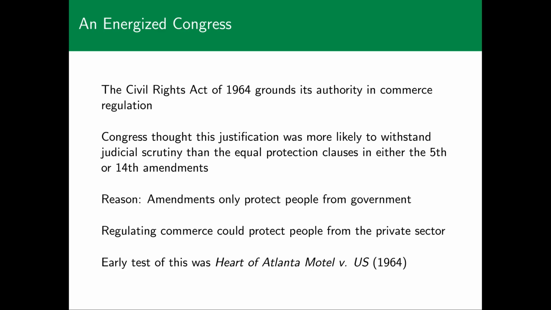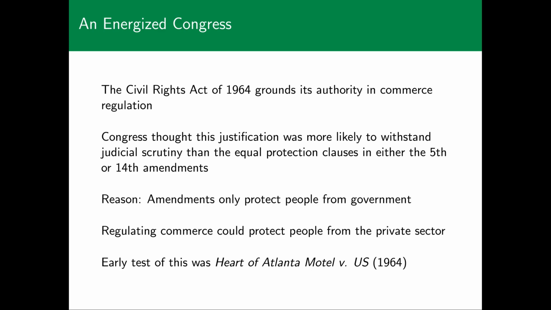So again, to reiterate, the amendments like the 14th Amendment and the 5th Amendment that have equal protection clauses say that government can't discriminate against people. But the amendments don't apply to the private sector. So by regulating commerce, Congress figured out a way to force the private sector to not discriminate. The early test of this was Heart of Atlanta Motel versus the U.S. in 1964. Note that the case is in 1964, and the Civil Rights Act was passed in 1964. So this one was geared up as Congress trying to pass the Civil Rights Act.